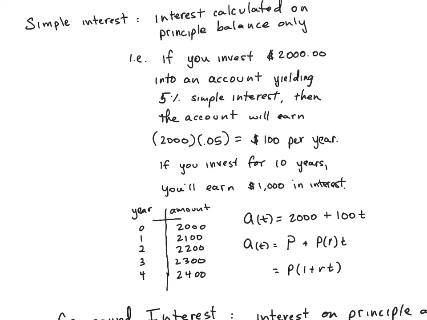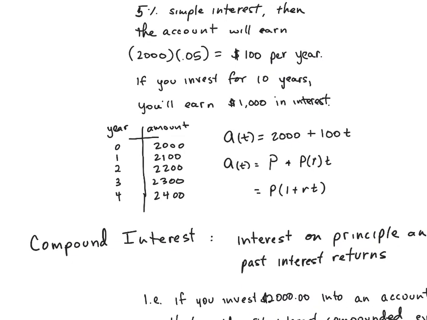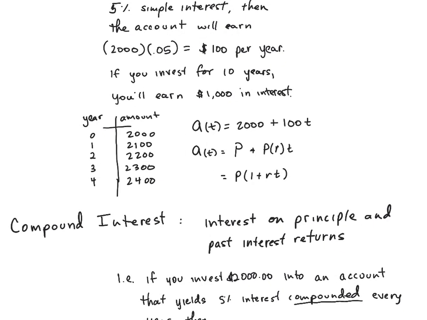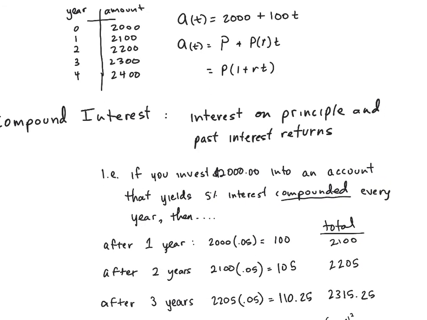And here's the difference in compound interest. It's interest on the principal and past interest returns. So for example, suppose you invest $2,000 into an account that yields 5% interest compounded every year. So after 1 year, 5% of 2,000 is $100. So your total is $2,100.